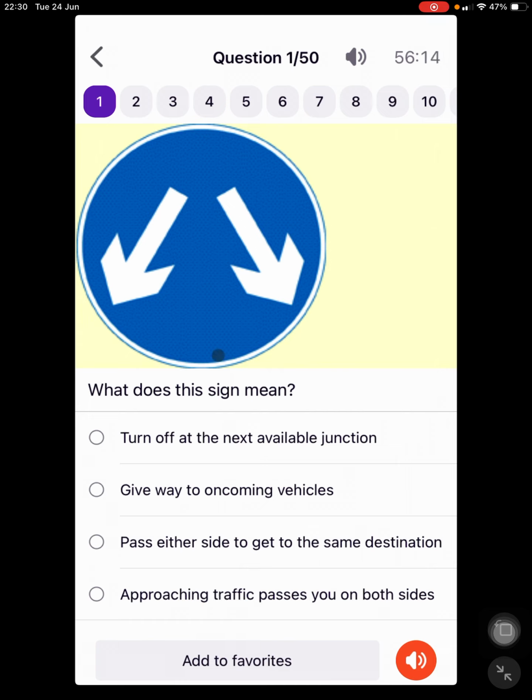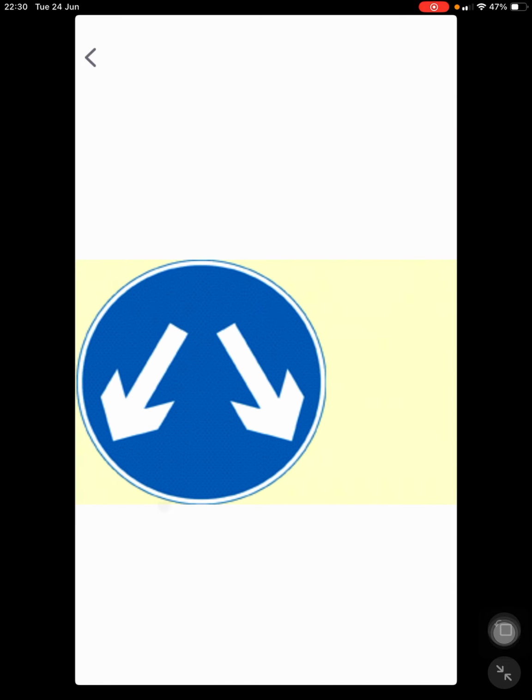That's a wrong answer. Basically, for example, if you're driving from here, let me just show you this. You're driving from this side and you see this sign, it means you can either pass on this side and get to this destination, or you can pass on this side and get to the same destination.